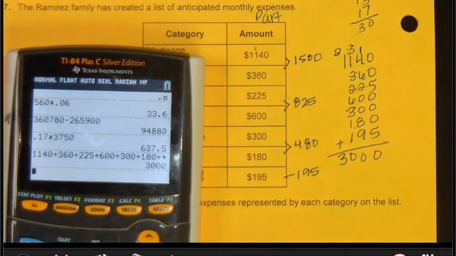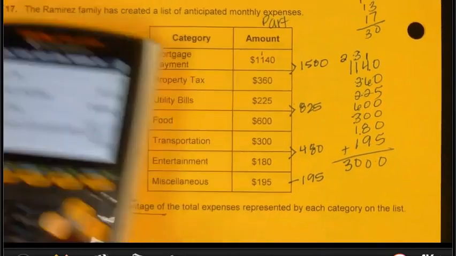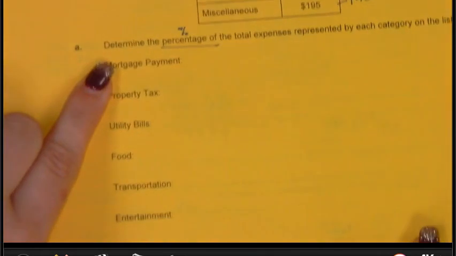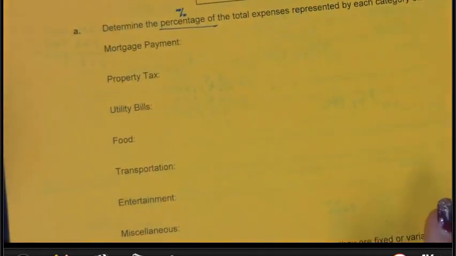That would have made it much easier. But I'm just showing you that there are multiple ways that you can add these numbers up to get to your answer. So let's go through here and put our part over our total and set it up.